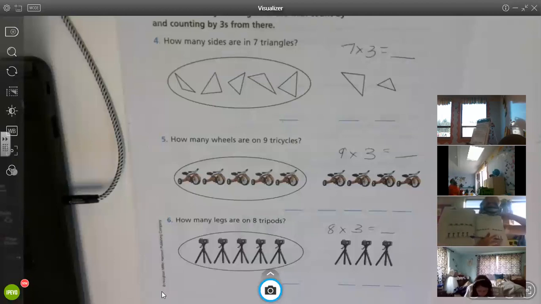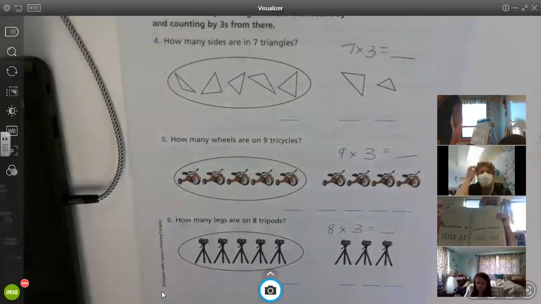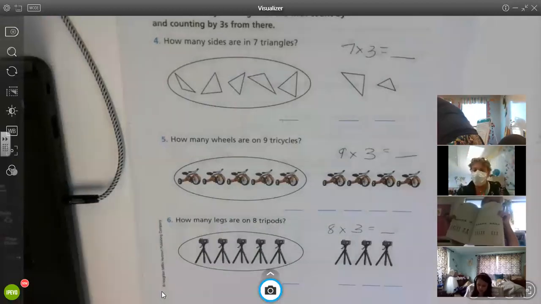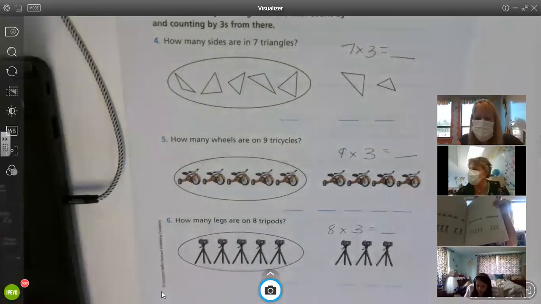Hey, looking good. Wow, Mrs. Harrison, I would say majority, I would say 2 or 3 were a little confused. Katie's showing me and Reese. Thank you, Katie. Thank you, Reese. And Clara.